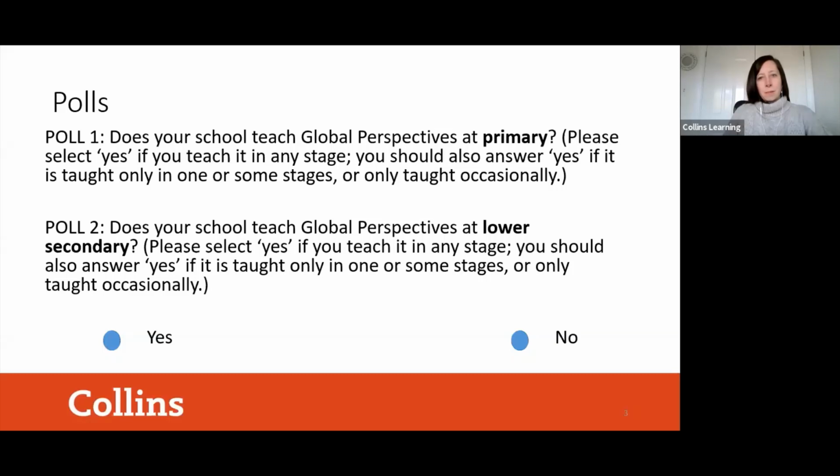Okay, excellent. I'll stop the poll and share the results now, so here you go. It looks like we've got a strong 72% of people teaching global perspectives at primary, and 28% have said no, they don't. And then at lower secondary, we've got 75% saying yes, they do at lower secondary, and 25% no. Great, that's really interesting, thank you.